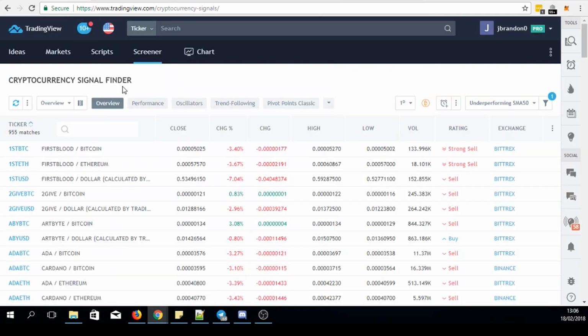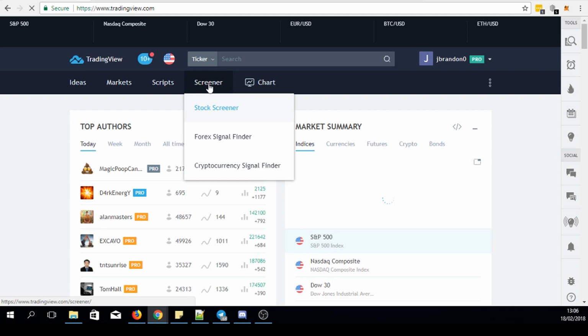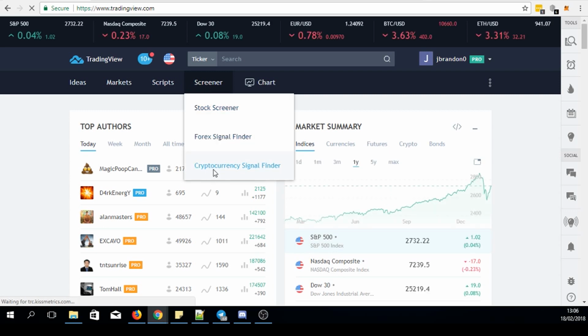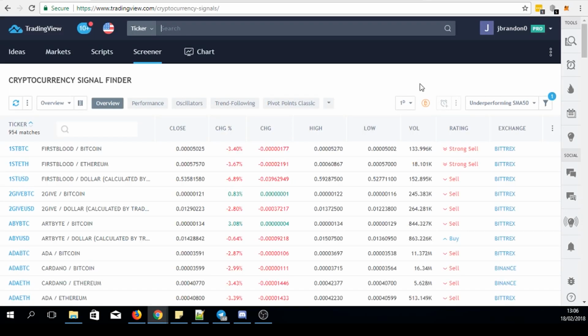You can get to this two different ways. You go to the main TradingView homepage, just screener. Check it out. Stock, Forex, crypto. Click on crypto. And this wasn't really working for me.